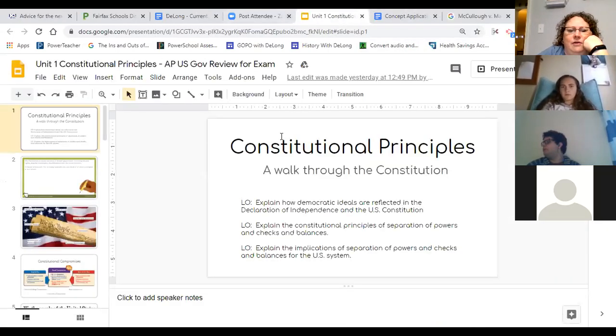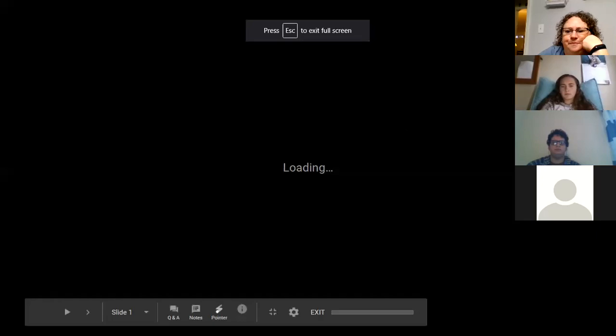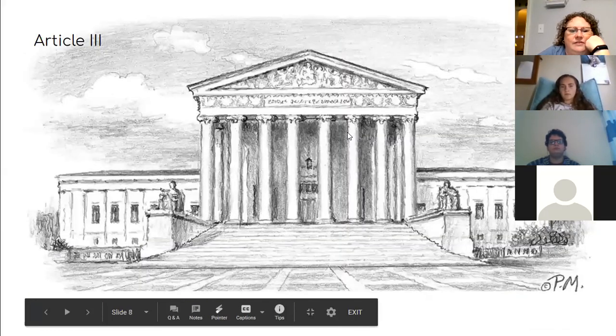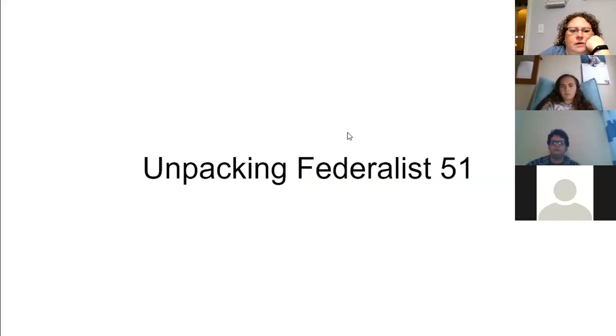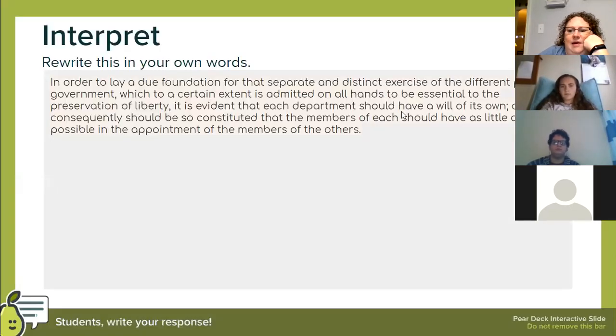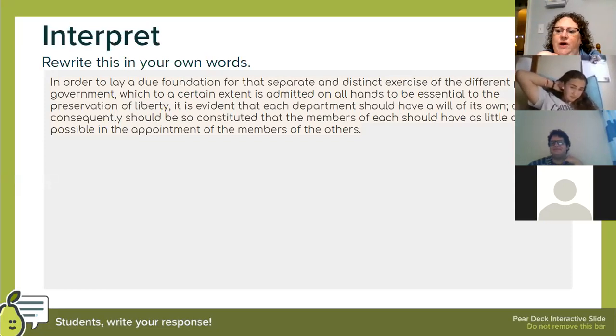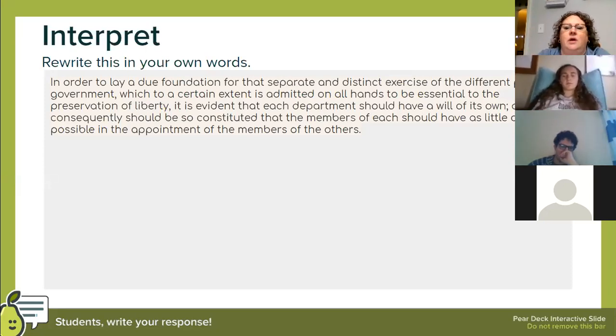So let's come back over here. I want to look at a couple of things and then do a couple of little practice questions. We left off last night talking about Federalist 51 and Federalist 10. So Federalist 10 is all about what? What one word? Factions. Ding, ding, ding. And Federalist 51 is all about what? Three words. Separation of powers. Ding, ding, ding.